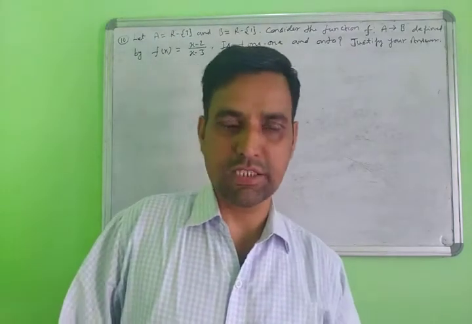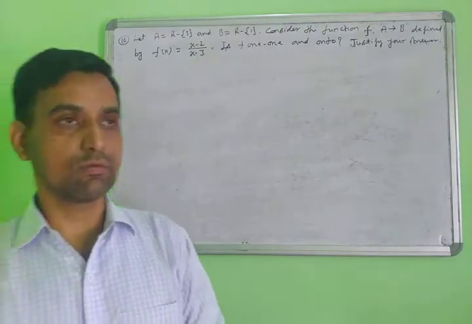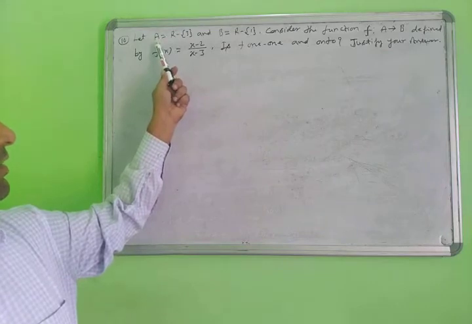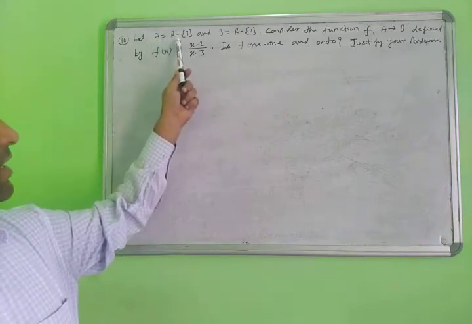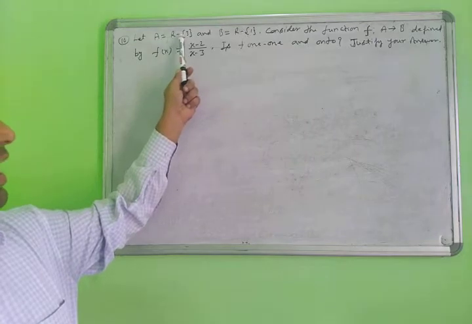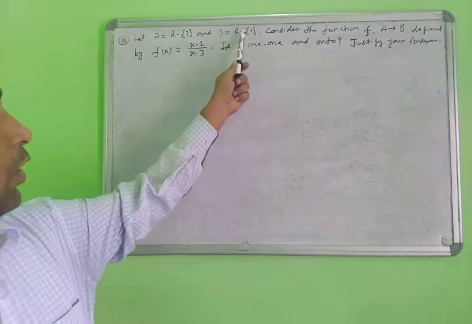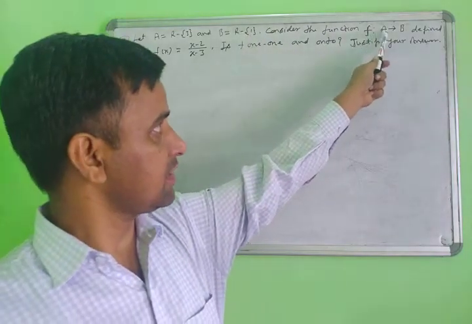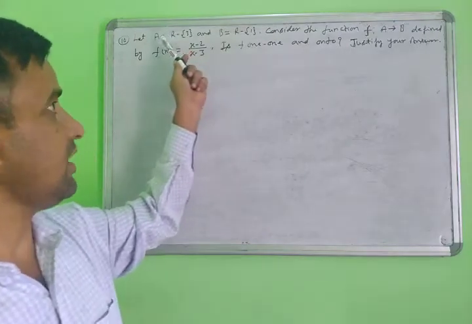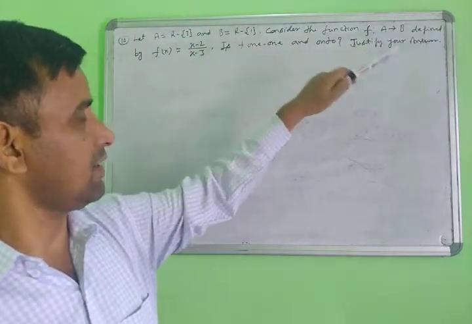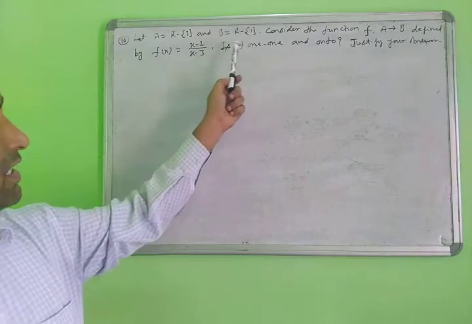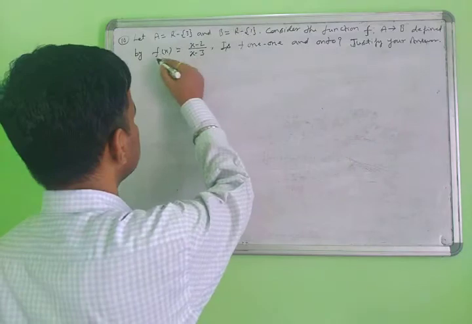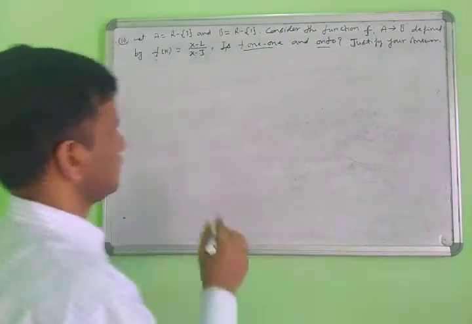Yes, student. Next question. I am taking question number 10. A different type of question here. Let A equal to the set of all real numbers except 3, and B the set of all real numbers except 1. Consider the function f from A to B, where A represents the domain part and B represents the codomain part, defined by the given function. We have to prove that this function is one-one and onto. Yes, now start the solution here.